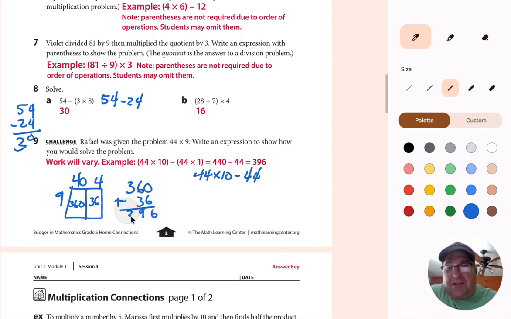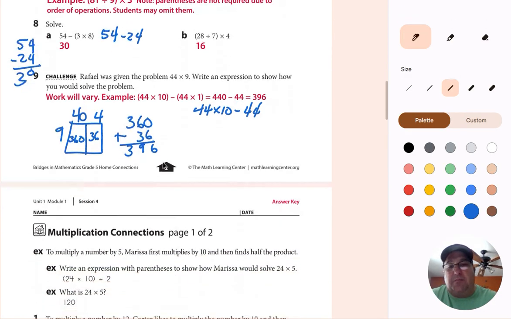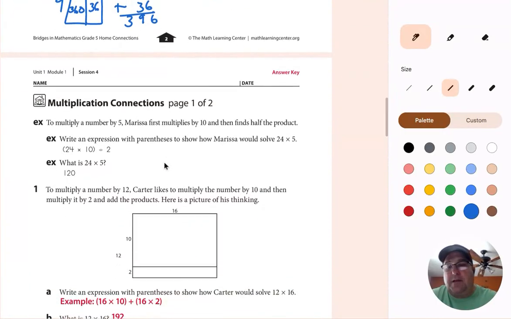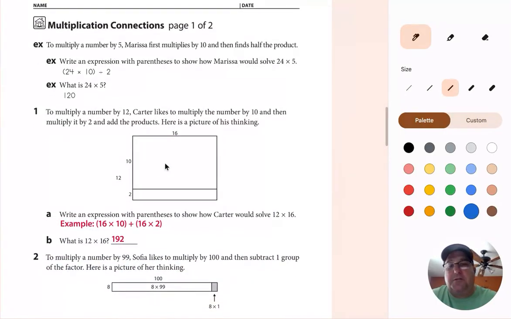Bring down the 3. I was already regrouping in my head. So we get 396. So it's all about how our students want to do that. But we did that one in class. But again, just having multiple strategies. Let's get to the next page here.